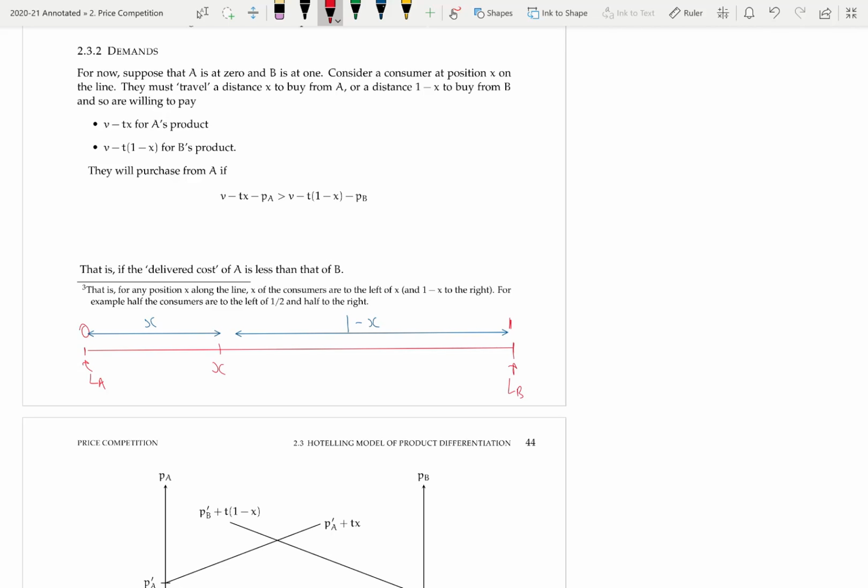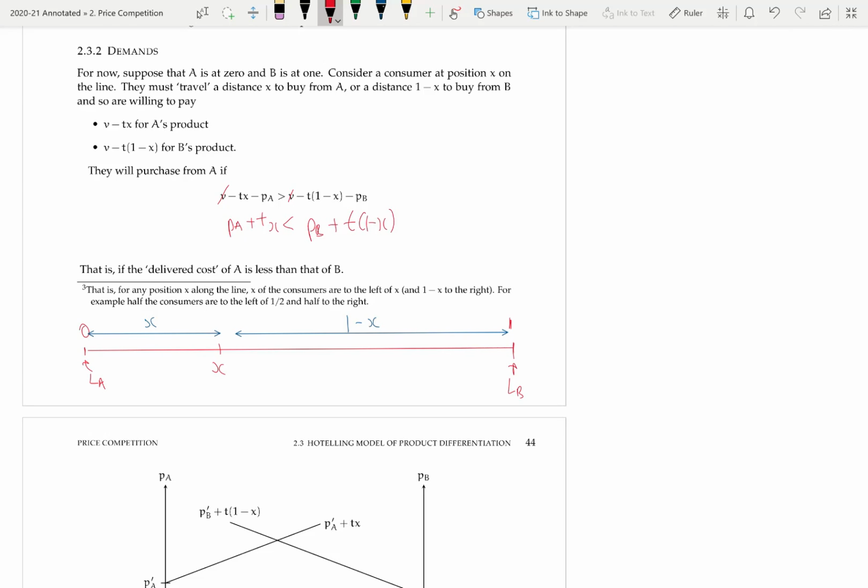So a consumer will prefer to buy from A as long as this number here, minus A's price, is larger than this number here, minus B's price. So here we have the consumer surplus from a consumer at X for good A, and the consumer surplus for good B. Now we can cancel the V's here, and we can rearrange, and we end up with PA plus TX less than PB plus T times 1 minus X.